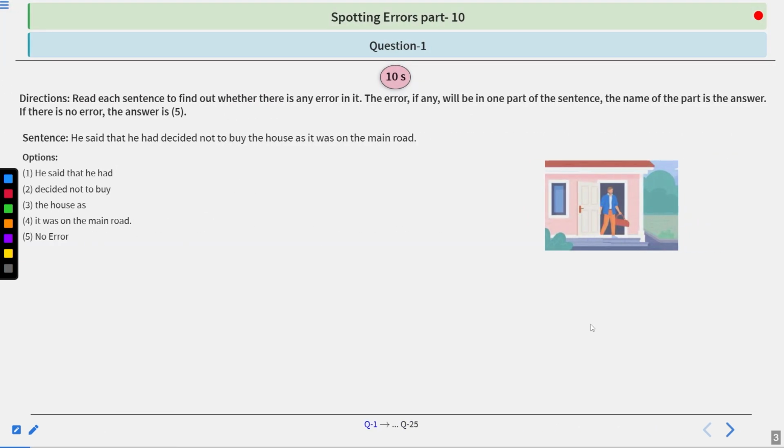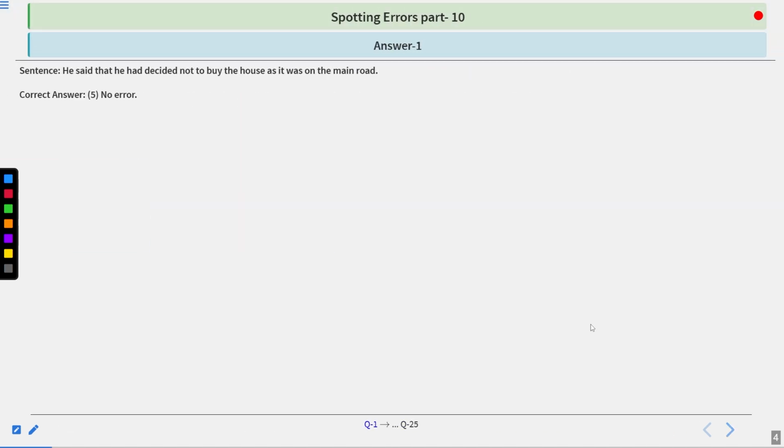The first sentence is, he said that he had decided not to buy the house as it was on the main road. Options are given below. You have 10 seconds to spot the error. I hope you have answered. Let's move to the correct answer. The correct answer is 5, which is no error. Let's look at the explanation.